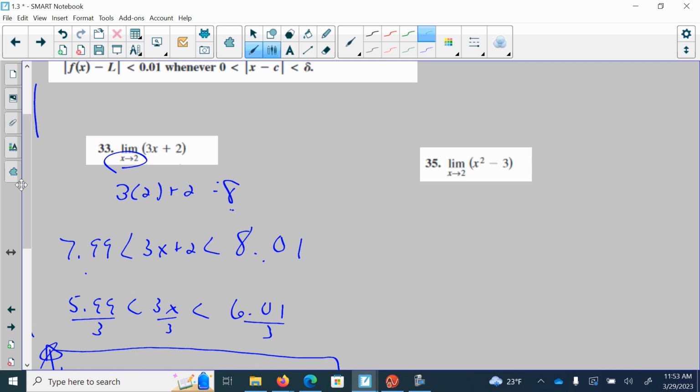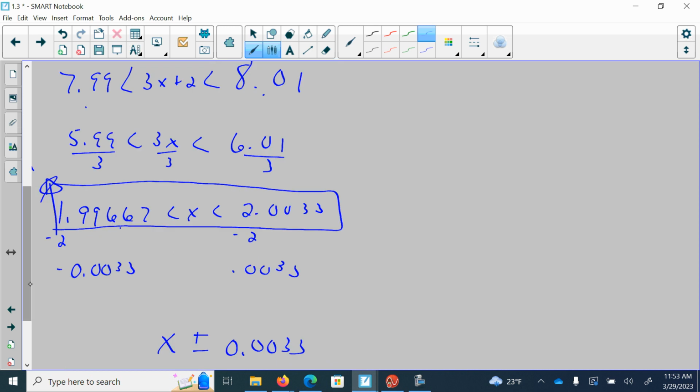That's what I was approaching. I wanted to find out how close I was to that original 2. Let's back up. I put 2 in to get that 8. I wanted to be within 0.01, so I subtracted 0.01 and added 0.01. I wanted to find out what happens to my x value when I do that. I find out that my x value can be between 1.99667 and 2.003, and then I ask myself, which I don't really need to know anymore, how close am I to that original 2? And that's where I get the points.